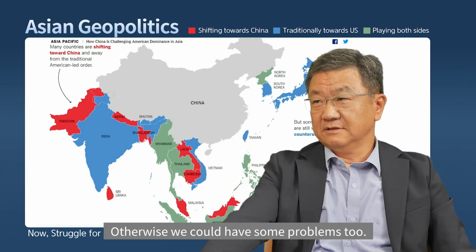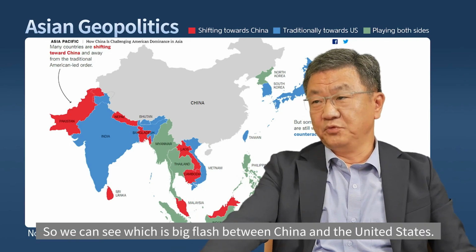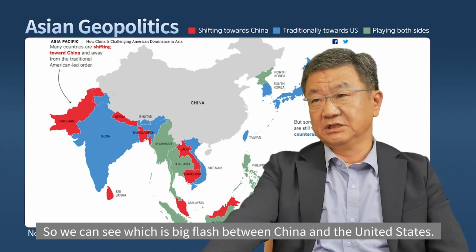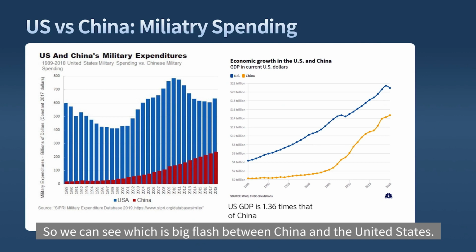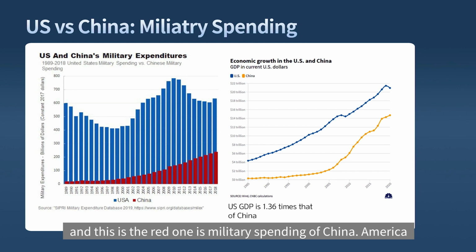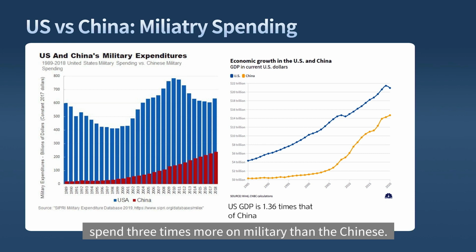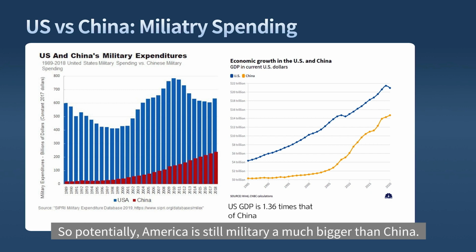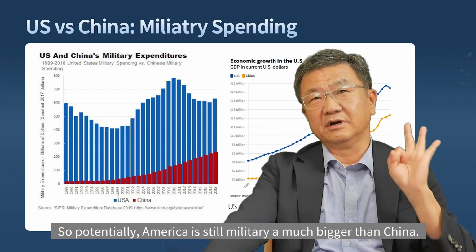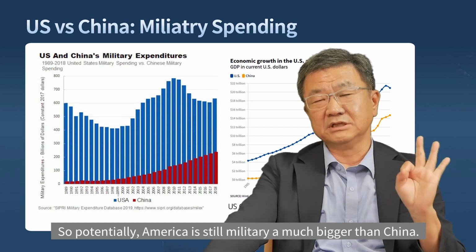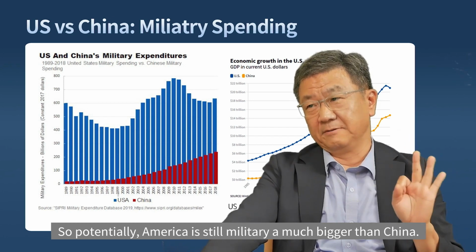So you can see, we see this big clash between China and the United States. But you can see still, this is the military spending of the United States, and the red one is the military spending of China. America spends 3 times more on military than the Chinese. So potentially, America is still militarily a much bigger superpower than China.